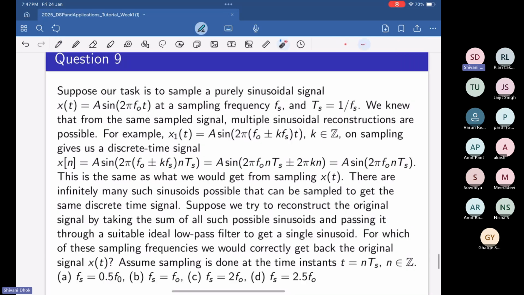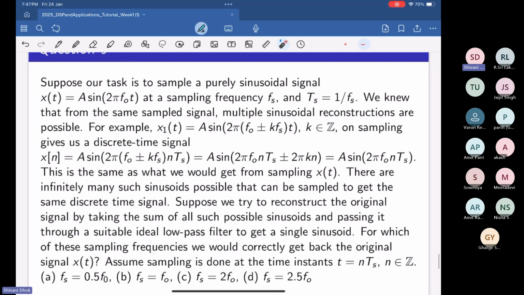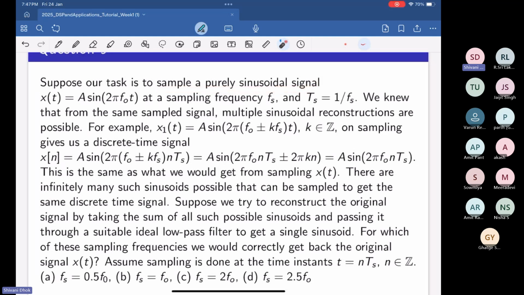So it says that suppose our task is to sample a pure sinusoid signal, which is x of t equal to a sine 2 pi f naught t. So this is the sinusoid that they want to sample at a sampling frequency of fs and the sampling duration of ts, which is 1 by fs. We knew that. So it says that we knew that from the same sampled signal, multiple sinusoidal reconstructions are possible.